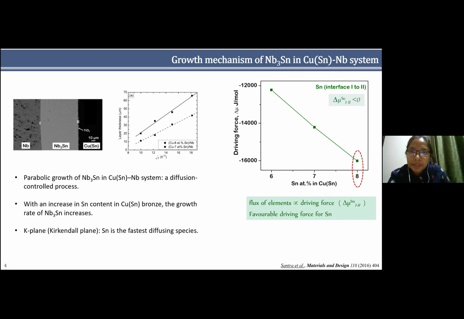So that is the reason why only tin plays a major role in the growth of Nb3Sn, and niobium does not have any role when it is a copper-tin-niobium system, which is basically the bronze process. So now we observe that although with an increase of 10% in bronze, there was absolutely no change in the critical current density. That was because there was no refinement or no change occurring within the Nb3Sn grains.